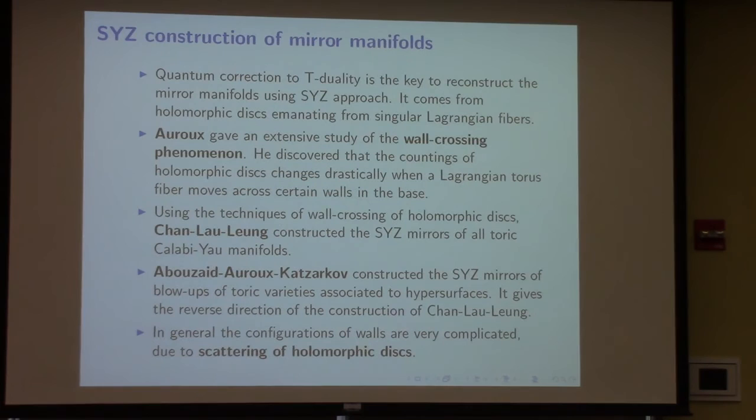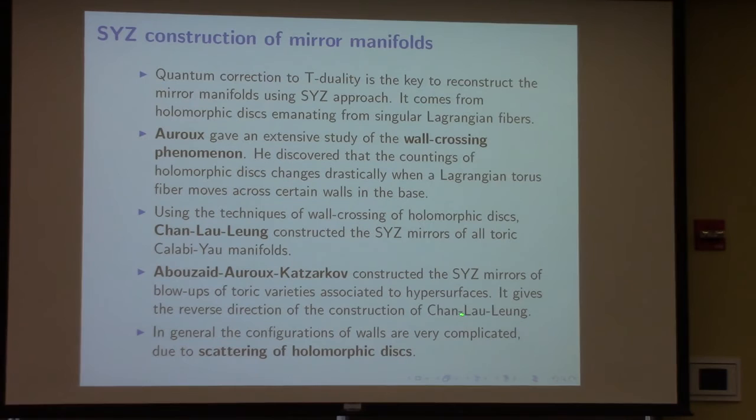So quantum correction to the complex structure is the key to construct the mirror manifold using the SYZ approach. As I said, it comes from disks emitted from the singular torus fibers, and that always gives the extended study of Morse-theoretic phenomena in this setting. And he discovered that the counts of holomorphic disks change drastically when a Lagrangian torus fiber moves across certain walls in the base space. These are very good. And this was generalized by Chan, Lau, and Leung, the SYZ mirror for toric Lagrangian manifolds. Then Abouzaid, Auroux, and Katzarkov constructed the SYZ mirrors or blow-up of toric varieties associated with hypersurfaces. So in a way, it gives a reverse direction of the construction of Chan, Lau, Leung.